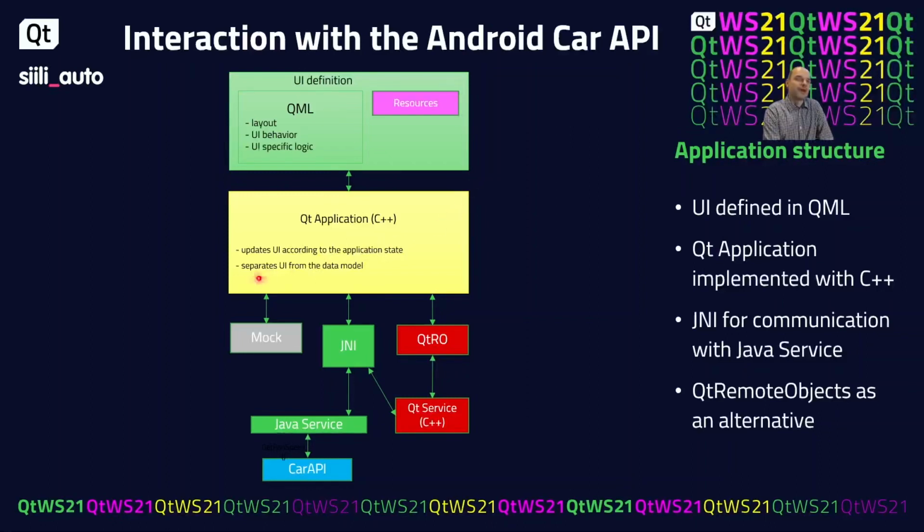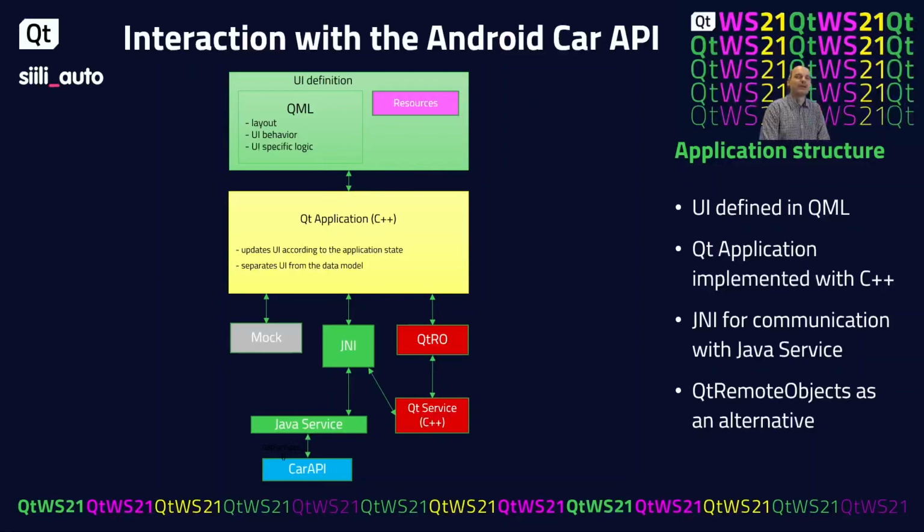We can have a mock backend for test purposes, or we can use, for example, Qt remote objects for cross-domain communication. And finally, we can use the JNI backend for direct communication with the service in Java on the Android side. And that way, we can do the calls to the car API. We will use standard Qt support for Android, which is mature and well known, so I wouldn't elaborate on that part because, in fact, we've got it out of the box after doing the Qt framework and Qt Creator setup.